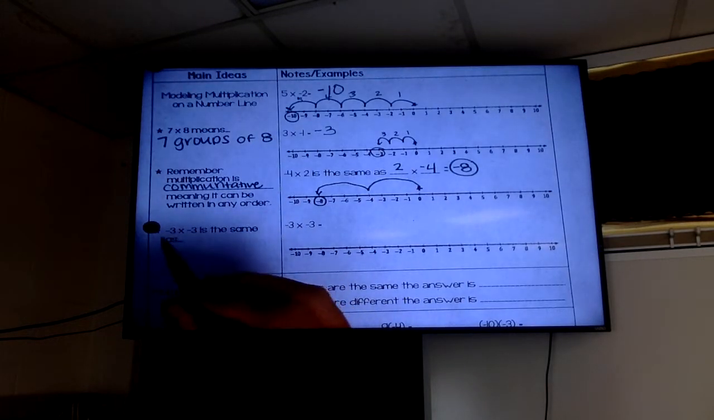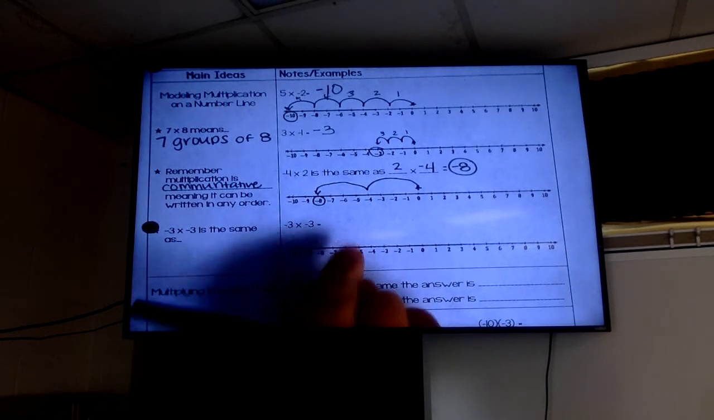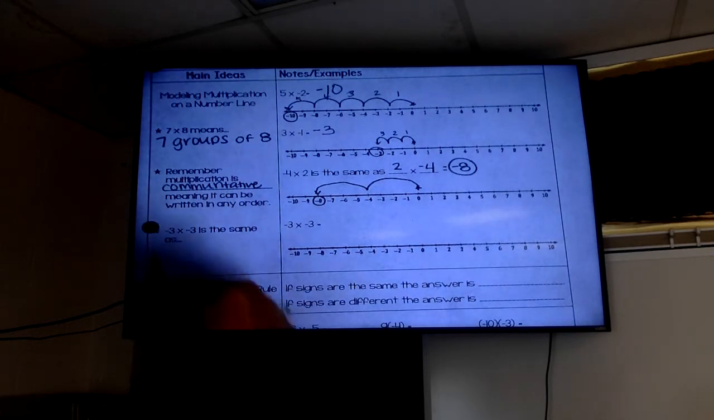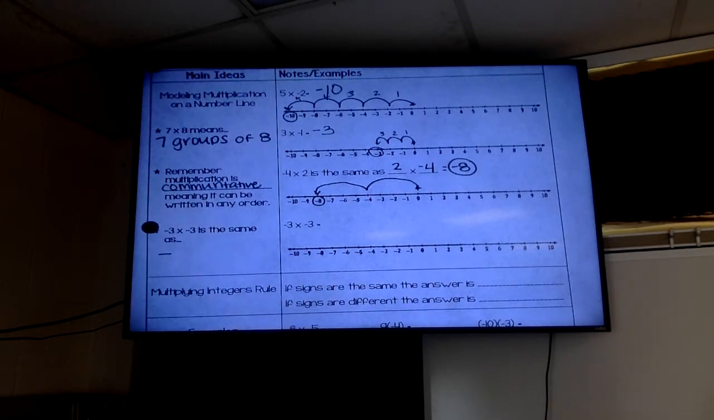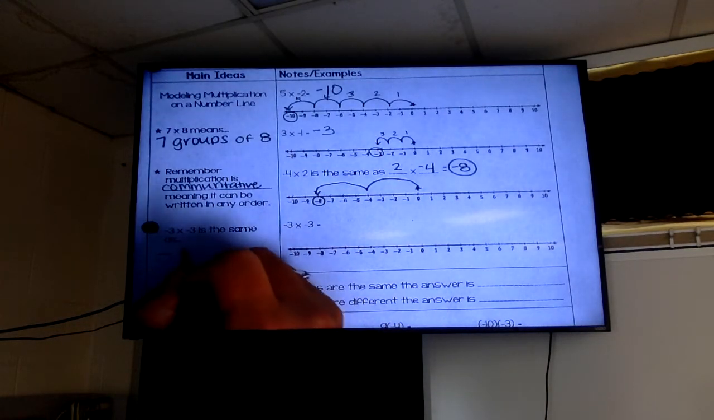But what about if it's a negative times a negative? Now I can't rewrite it. I can't have negative 3 groups of negative 3. It doesn't work. You can't make negative 3 groups. So remember last week we talked about how the negative sign had 3 different meanings. It can mean subtraction, it can mean negative, but it can also mean the opposite of. This is where we use that opposite of a little bit. So I could rewrite it to look like this.